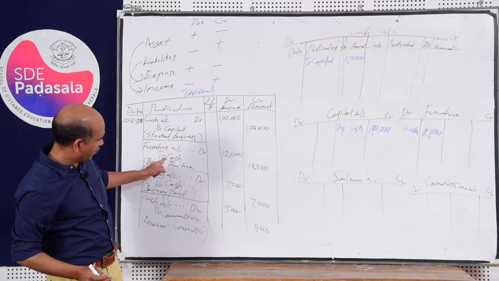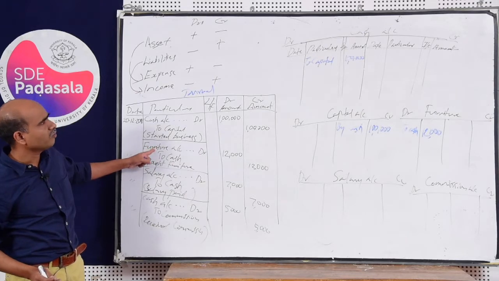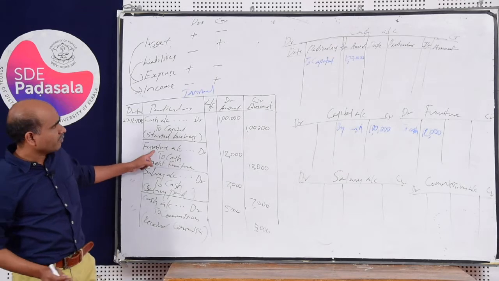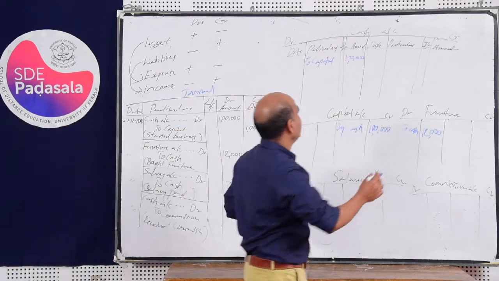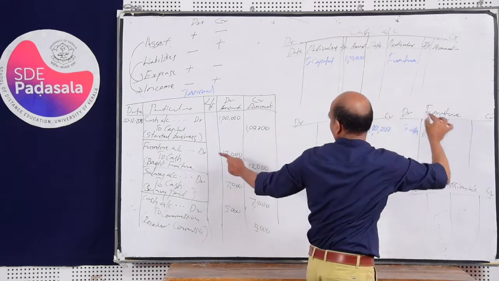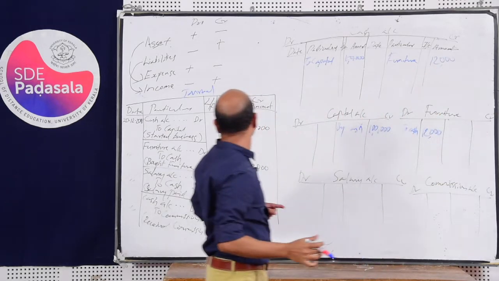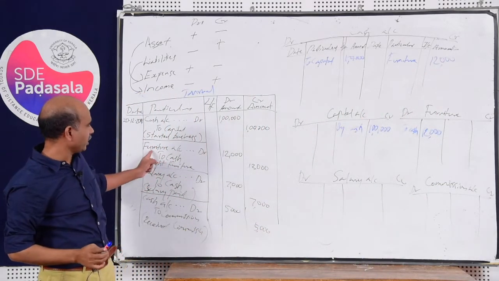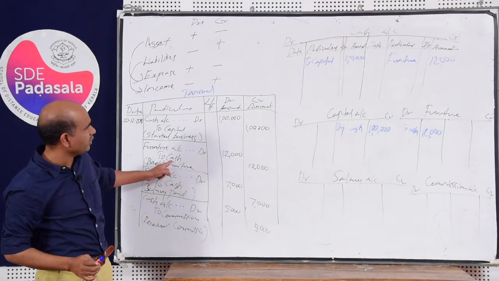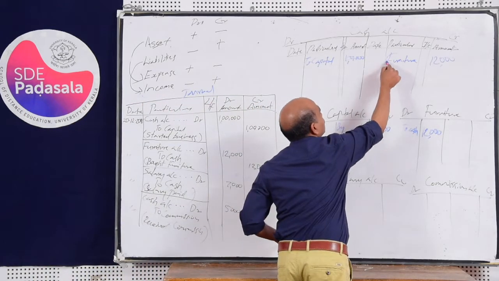Furniture having two items, cash and furniture. In cash account, the opposite item is furniture. Furniture should be written here. The amount is 12,000. The opposite item, furniture to cash. In furniture account, to cash. In cash account, by furniture.